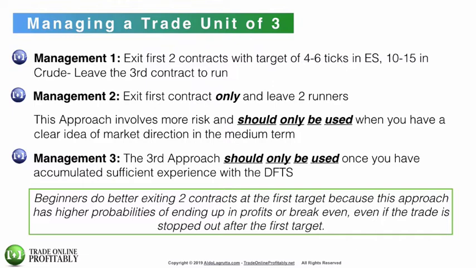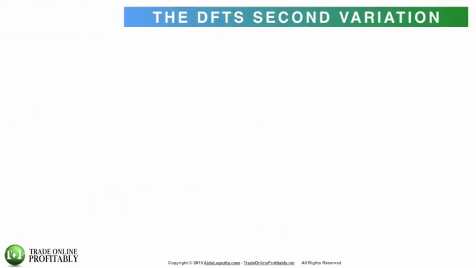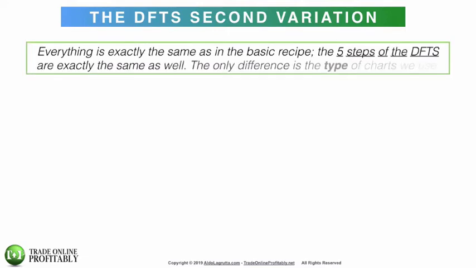So this strategy I'm going to show you today is part of our second DFTS module. So use it only after you have gained enough confidence in the DFTS strategy and its variations. Although this variation is more professional, it is rather simple and you can use it in combination with the DFTS basic recipe. Everything is exactly the same as in the basic recipe. The 5 steps are exactly the same as well. The only difference is the type of charts we use.